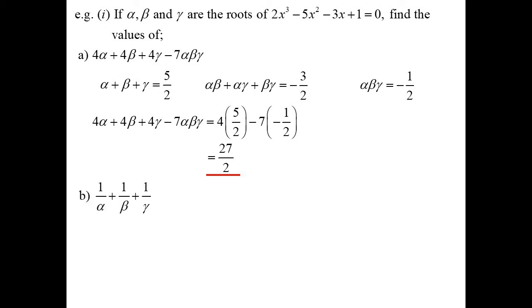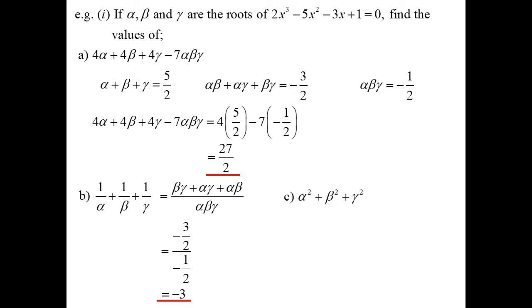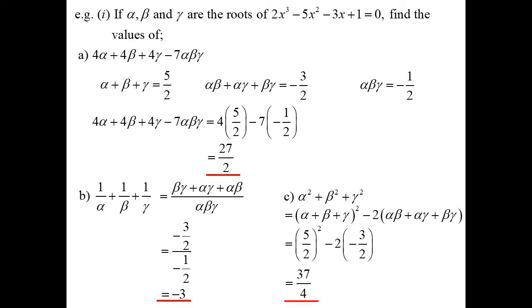Okay, reciprocals. Well, create the algebraic fraction. This time it's going to be 2 at a time over 3 at a time. Sub in those answers, and we get -3. This is what I was saying. Squares will still be sum of the roots 1 at a time squared, minus 2 times sum of the roots 2 at a time, and we get 37 on 4.